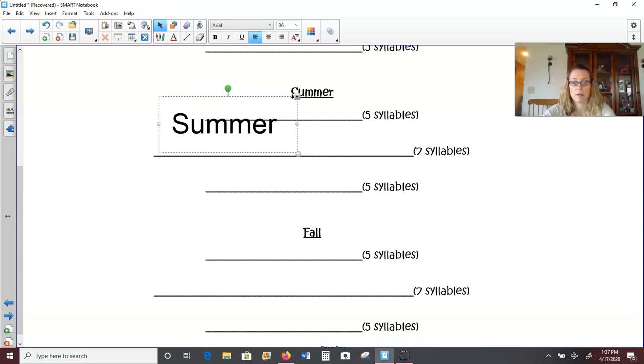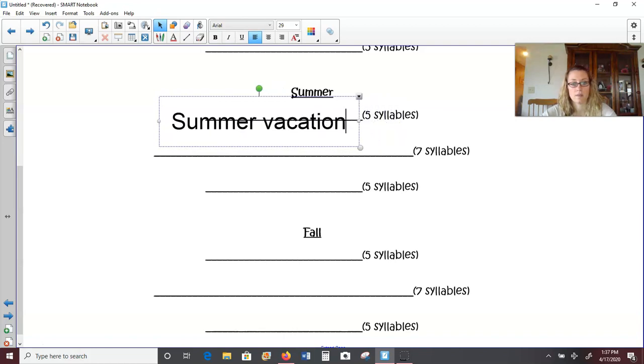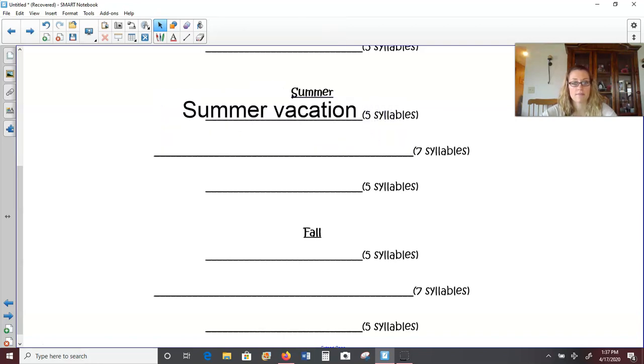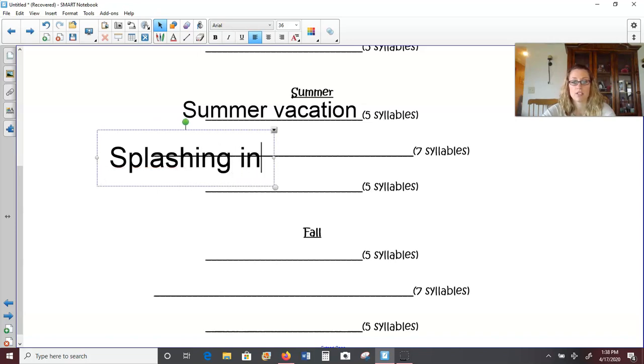Summer vacation. So that has 5 syllables, summer vacation. My next line has to have 7 syllables. Swimming all day long. No, that only has 5. Splashing in the pool with friends. Ooh, that could work. Let's do that. Splashing in the pool with friends.